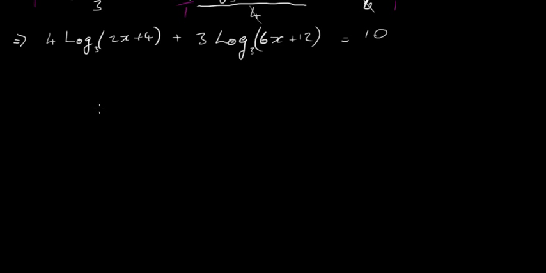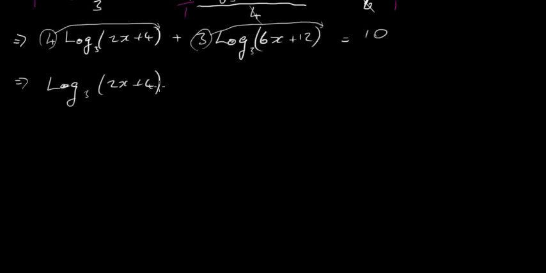Now I'm going to use the, which law was it? I think it was the third law, and I'm going to take this 4 here and I'm going to move it up here. I'm going to take this 3 here in front of the log. I'm going to move it up here. So what I end up with is log to the base 3 of 2x plus 4 to the power of 4, plus log 6x plus 12, and this is going to be to the power of 3. And to the base 3 as well, and that's going to be equal to 10.